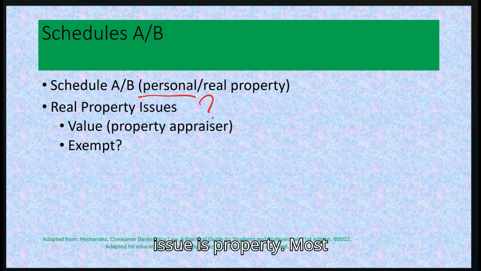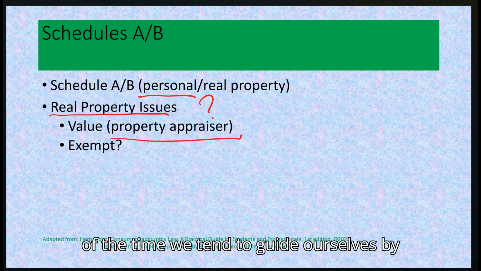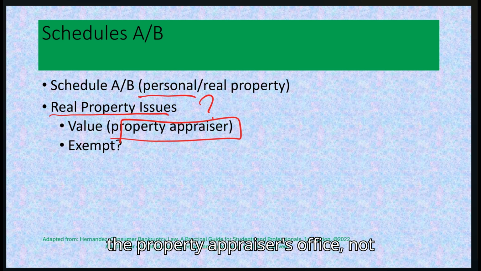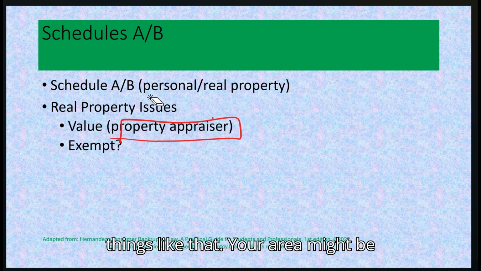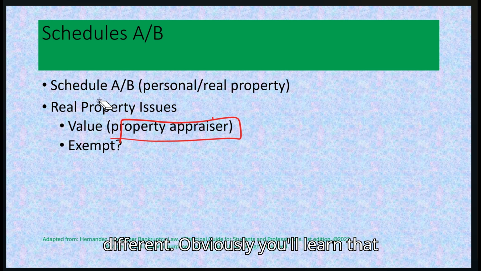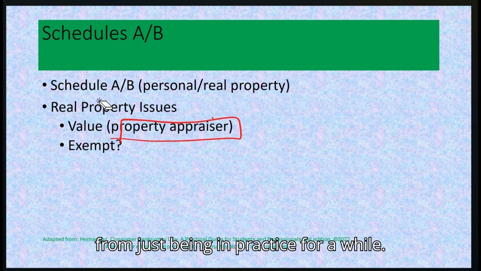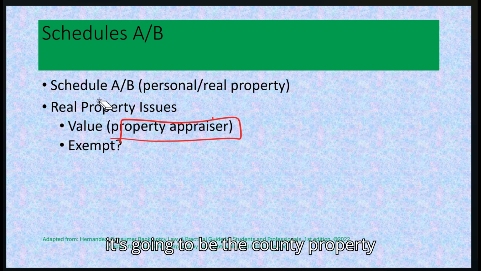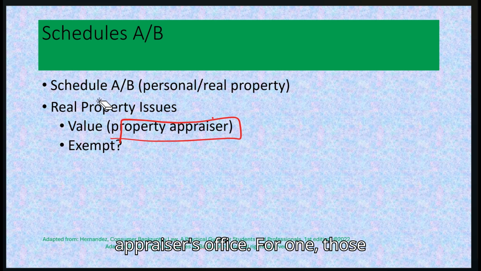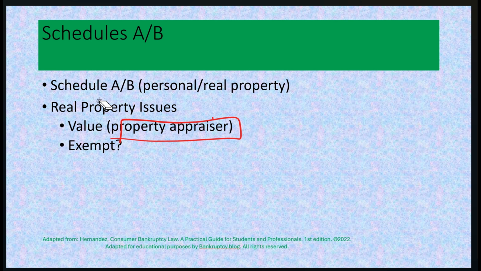Now, the other issue is property. Most of the time, we tend to guide ourselves by the property appraiser's office, not websites like Zillow and Realtor.com and things like that. Your area might be different. Obviously, you'll learn that from just being in practice for a while. The lawyer will tell you, but typically it's going to be the county property appraiser's office. For one, those numbers tend to be a lot lower.